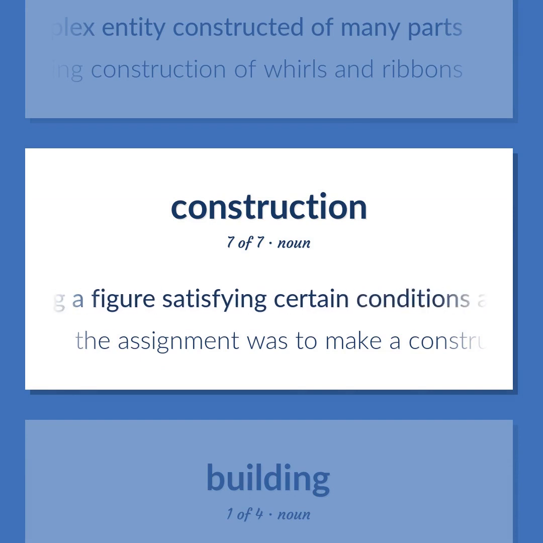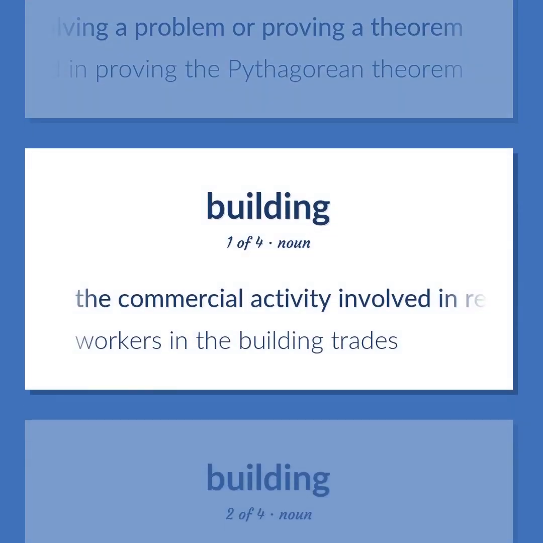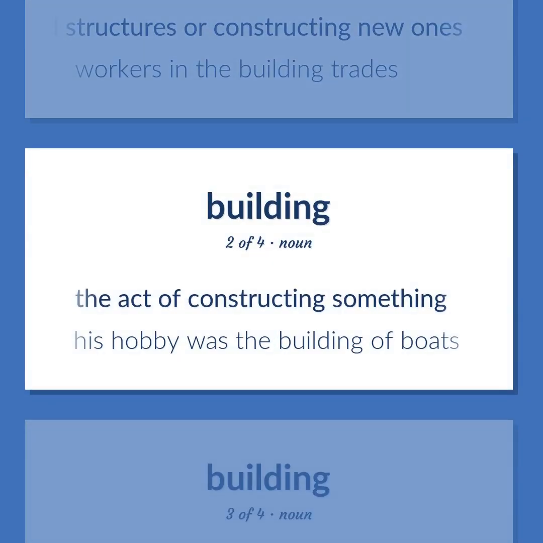Drawing a figure satisfying certain conditions as part of solving a problem or proving a theorem. The assignment was to make a construction that could be used in proving the Pythagorean theorem. The commercial activity involved in repairing old structures or constructing new ones. Workers in the building trades. The act of constructing something. His hobby was the building of boats.